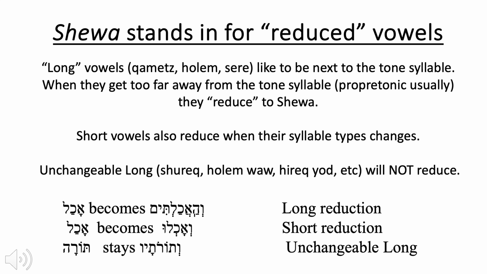vaakalu. In the third example, Torah does not change at all when we make it into a longer word and shift the accent. The holam vav after the tav remains. Vetoratam. Doesn't matter. Unchangeable vowel. It stays there.